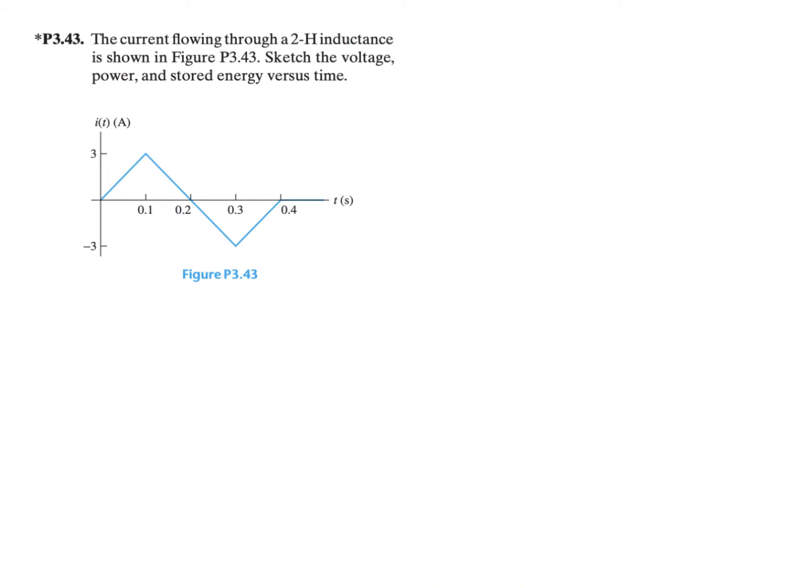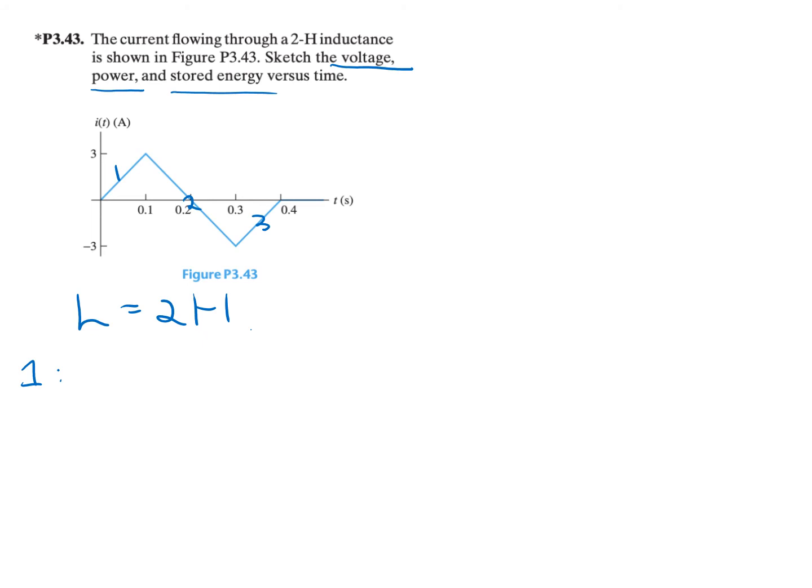Question P3.43. The current flowing through a 2 Henry inductance is shown in figure P3.43, and we are asked to sketch the voltage, power, and stored energy versus time. We have L is equal to 2 Henry. We first need to find the expressions for the current for each stage. We have 1, 2, 3. We mainly have 3 stages here. So for each stage, let's write down the expressions for the current.